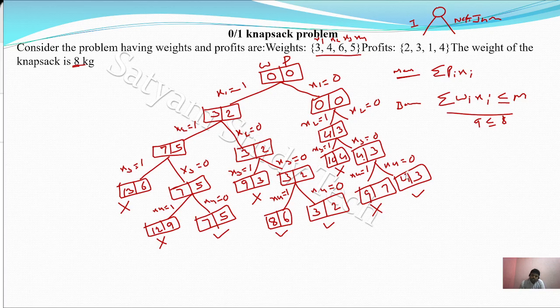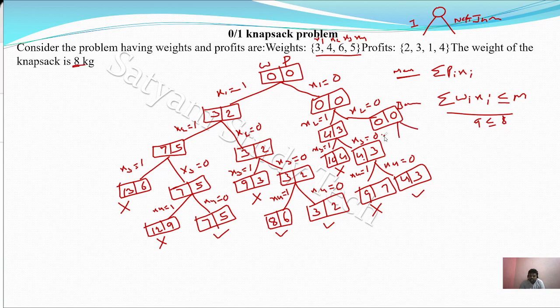So there is no other object. Backtrack. Here also backtrack. Here also you can see x2 is not included, x1 is not included, so you cannot get any weight, then you cannot get any profit. If you cannot store any weight in that bag, then you cannot get any profit.